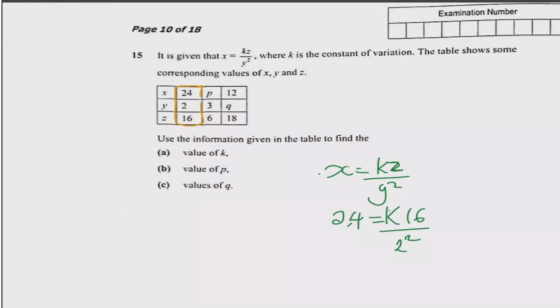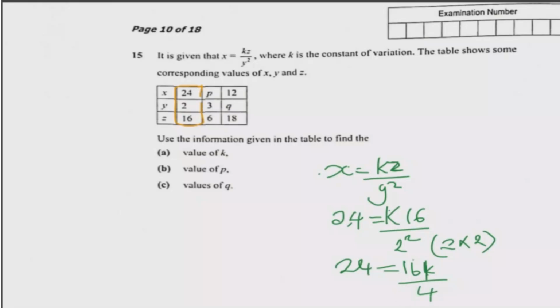Okay, so what you can do is we just evaluate. So 24 is equal to 16k over 2 squared, which is more or less like 2 times 2, which will give us 4.